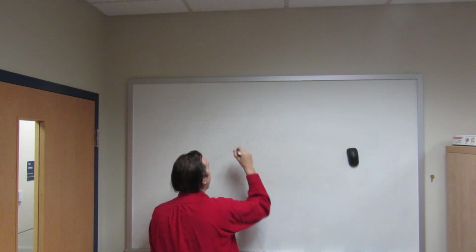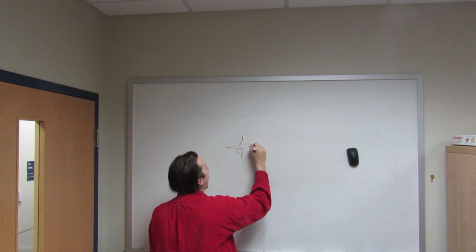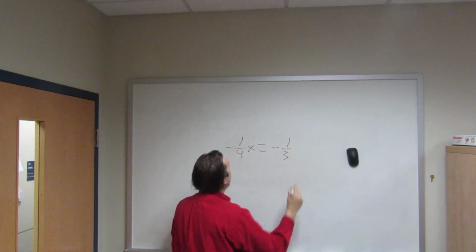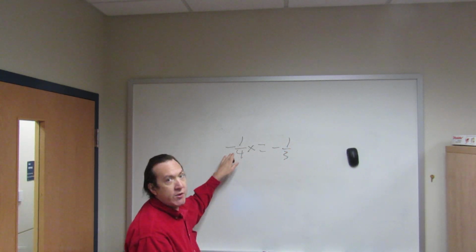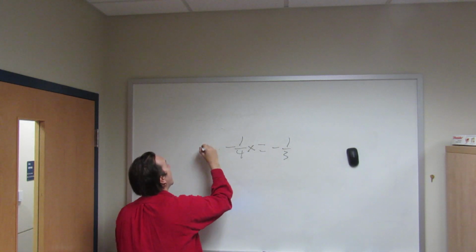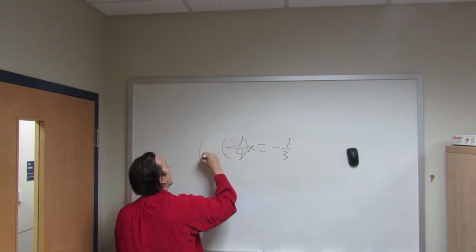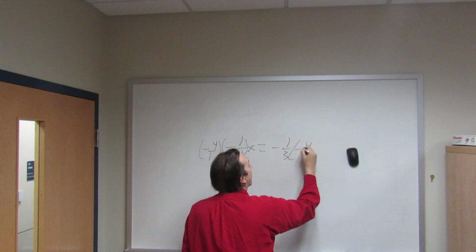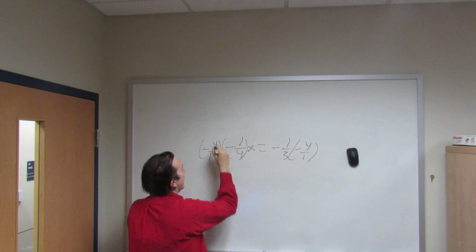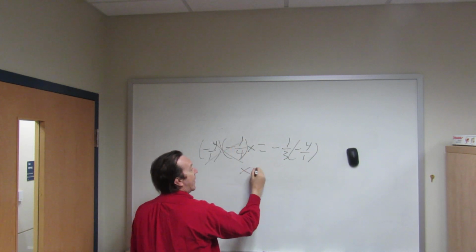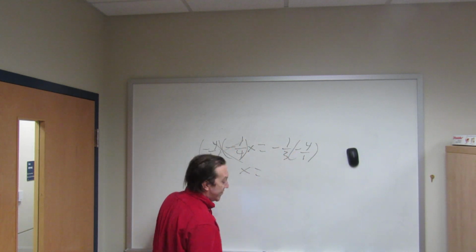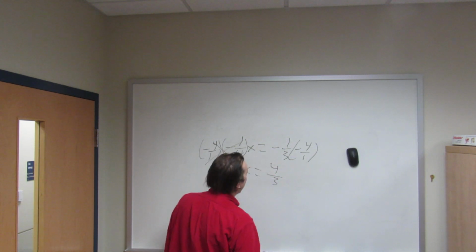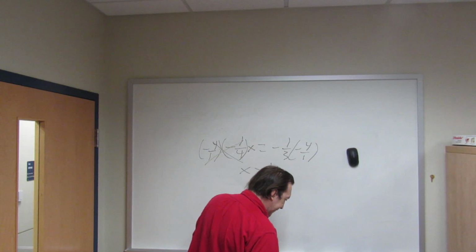Then let's say you have negative 1 over 4 x equals negative 1 over 3. Multiply both sides by the reciprocal, so times negative 4 over 1, negative 4 over 1. This all cancels. X equals negative times negative is positive, and you get 4 over 3.